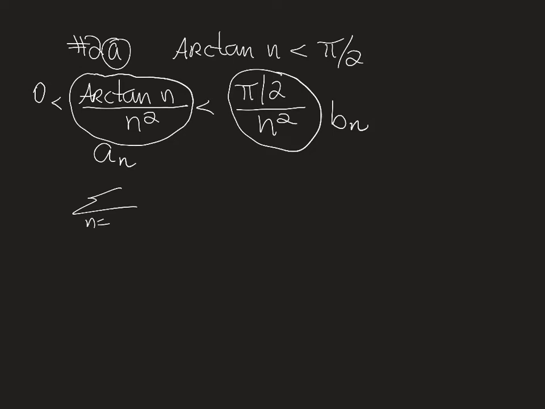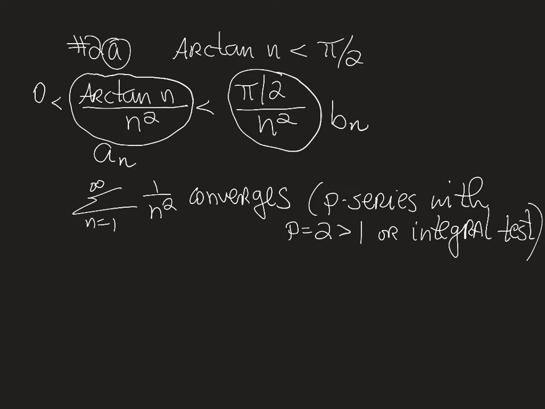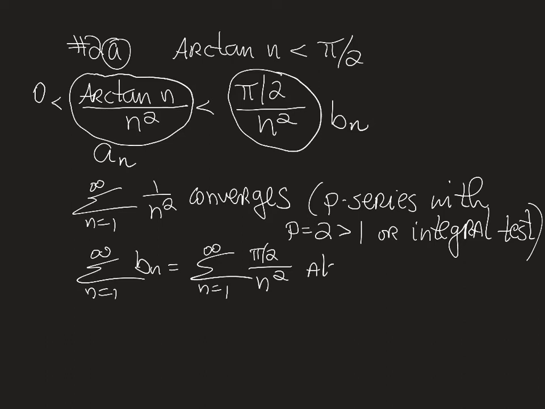And now the series from 1 to infinity, 1 over n squared, we know that this series converges. And you can cite a couple of reasons. It is a p series with p equals 2, which is greater than 1, and that means it converges. Or you can just verify it directly by using, for example, the integral test. And if this series converges, then multiplying it by pi over 2 is not going to make it diverge. It'll still converge. So the b sub n series, which is 1 to infinity pi over 2 over n squared, converges because 1 over n squared converges.